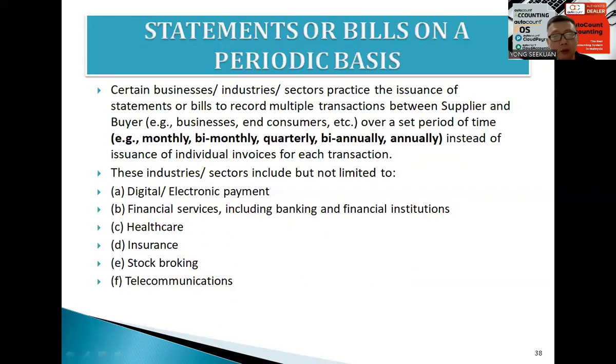So in the guideline, they also mentioned the statement of the e-invoice on a period basis. It means, for example, an insurance company or a telecommunication company: let's say you make one telephone call, they don't issue one e-invoice to you each time, right? They will calculate how many calls you made, how much to charge you, and then charge you one lump sum.